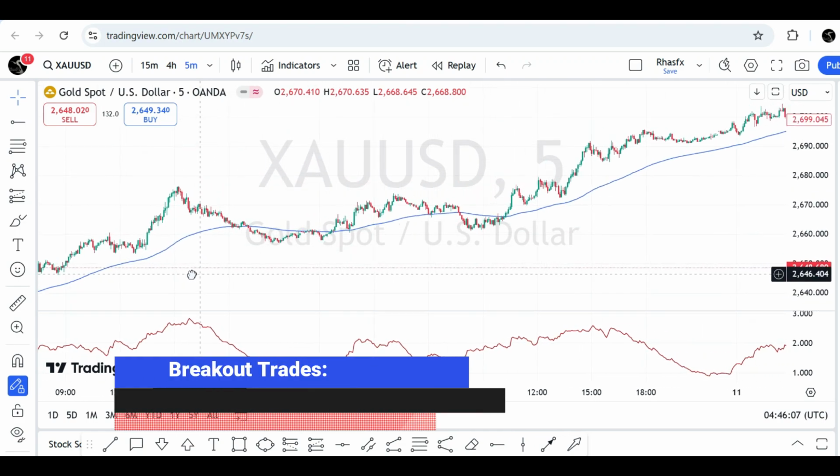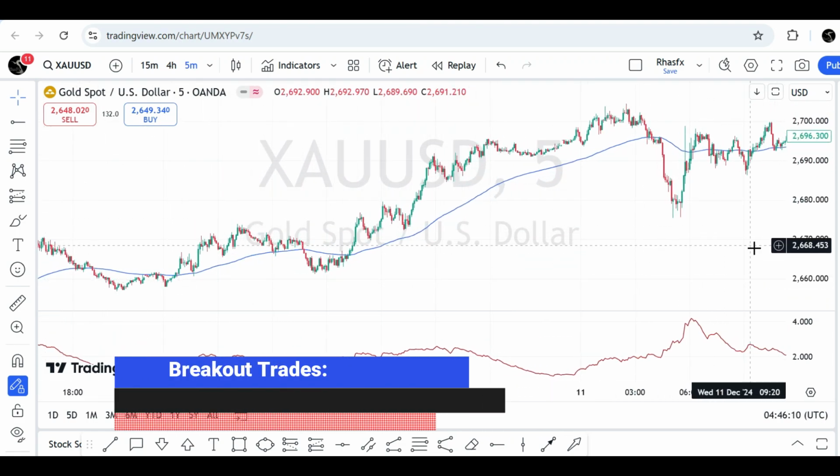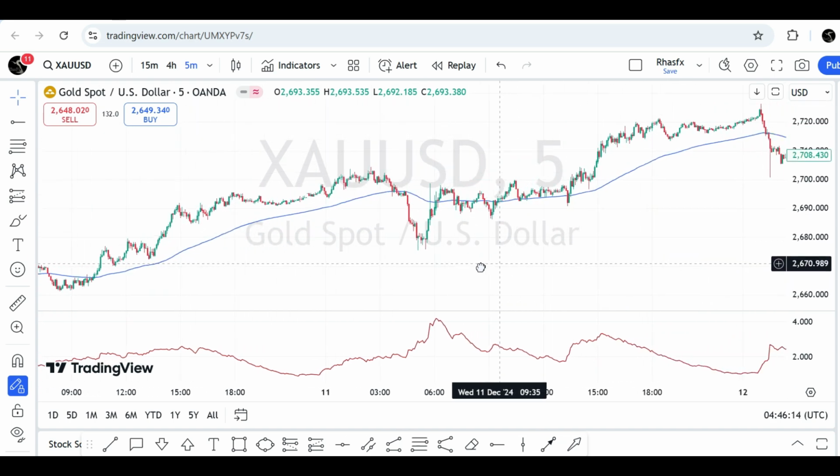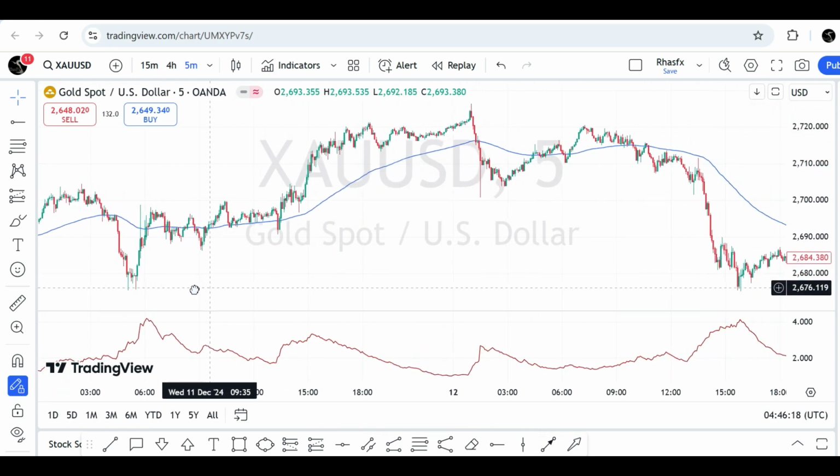Breakout trades. When ATR values spike, it may signal the beginning of a new trend or breakout. Use ATR alongside support and resistance levels to identify potential trade entries.